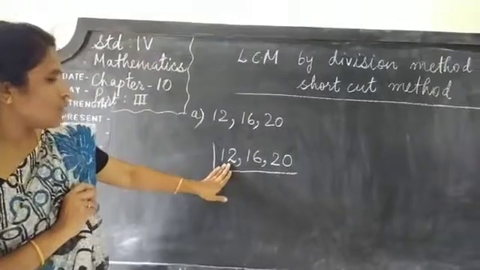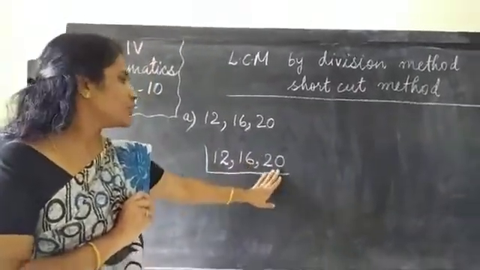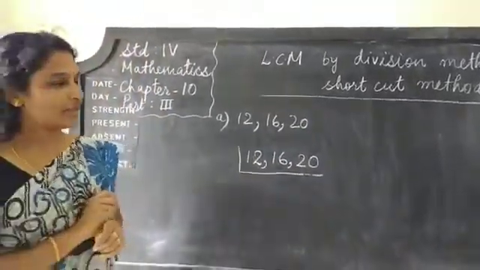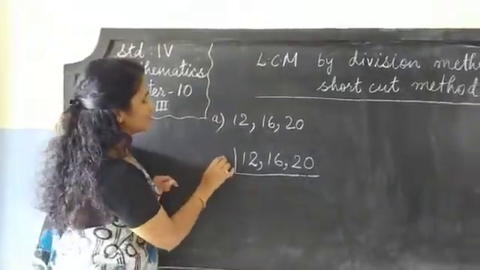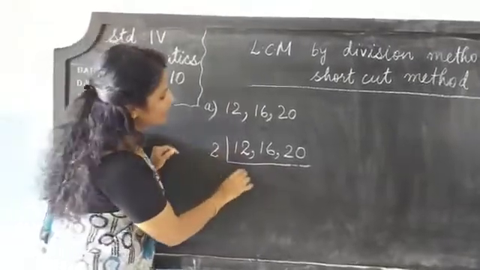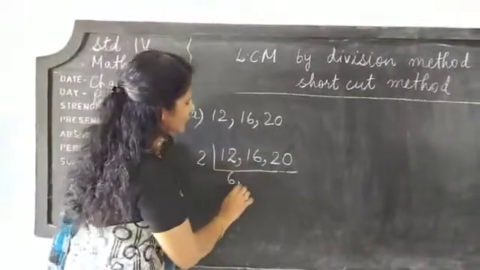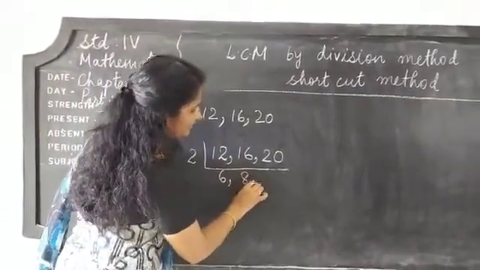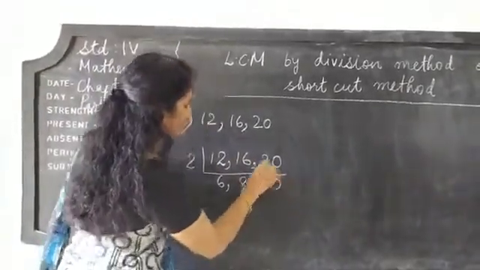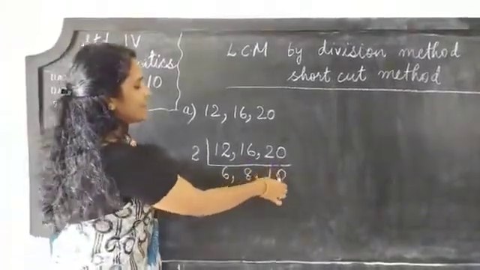You can see here 12 is divisible by 2, 16 is also divisible by 2, 20 is also divisible by 2. It means all the three numbers are divisible by 2. We can start the process with 2. How many 2's are in 12? 2 6's are 12. How many 2's in 16? 2 8's are 16. How many 2's in 20? 2 10's are 20. Again you can see 6, 8 and 10.